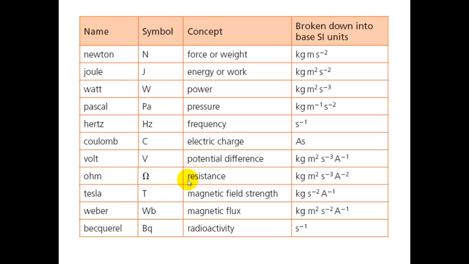And here we have some examples. We've just calculated these two. Power can be expressed as kilograms meters squared per second cubed, and so on. All these units can be expressed in terms of kilograms, meters, seconds, amps, and Kelvin.